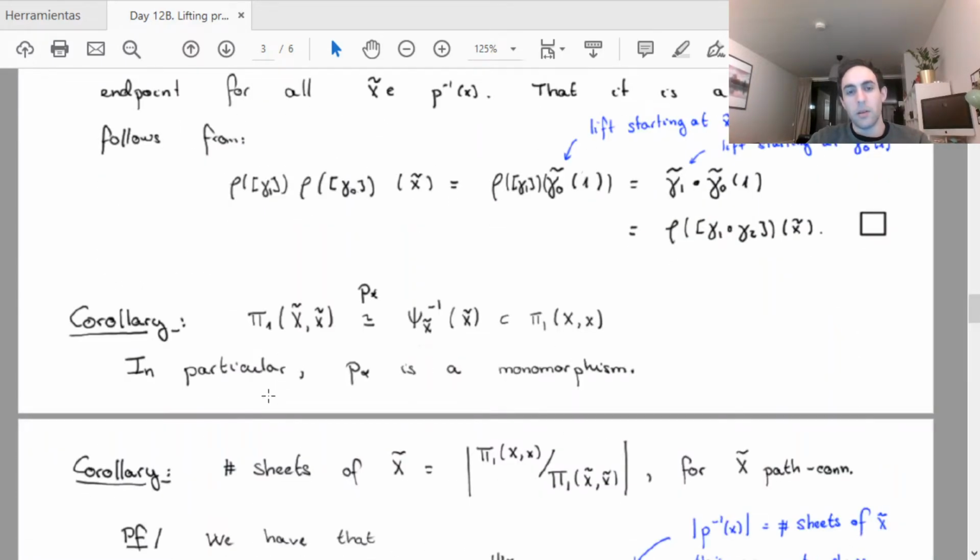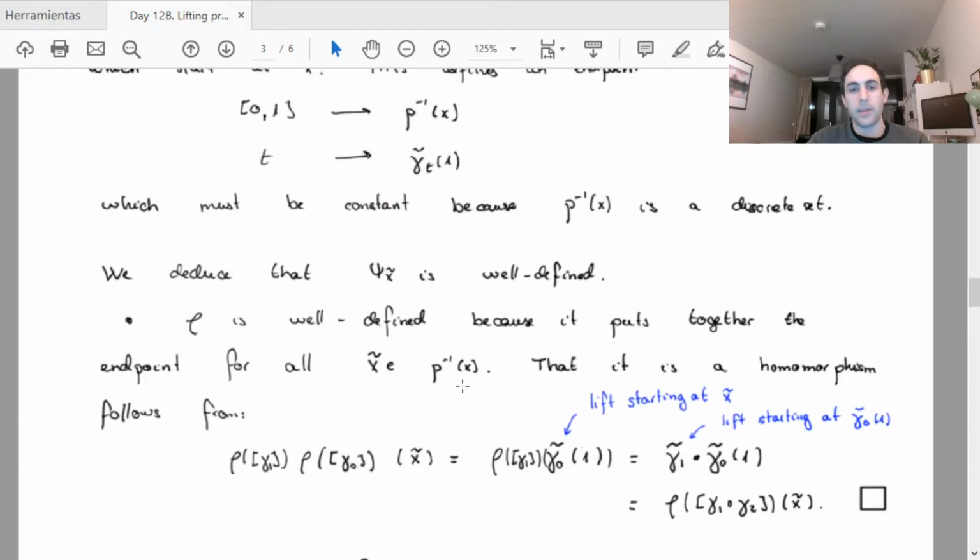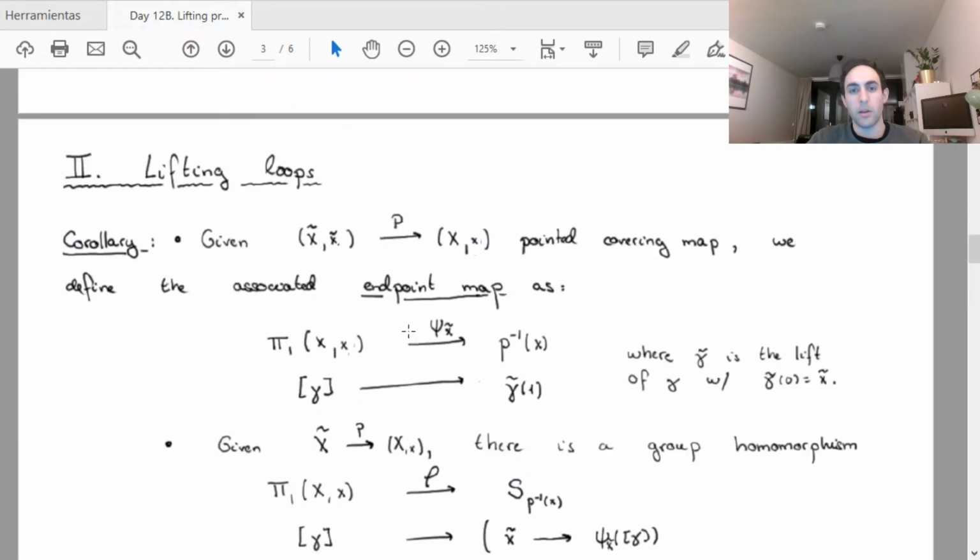The claim is that when I take pi1 of the covering space and push it forward by the induced homomorphism into pi1 of the base, then this is a monomorphism. That is, this is an injective map. And why is this? It's best if we just look at this claim here.